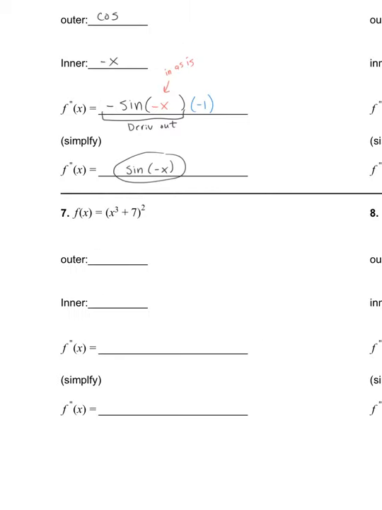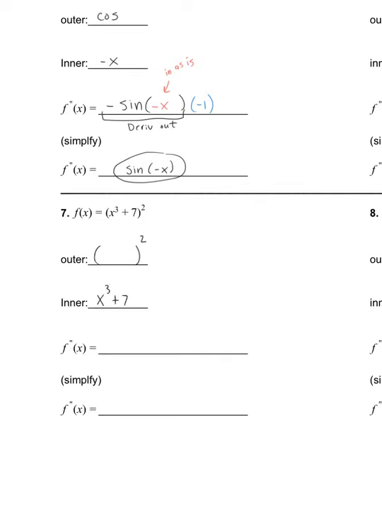Number 7, we have two functions here. We have a cubic function. This is just one cubic function, x cubed plus 7, and we have something squared. So two functions, one chain. The outer function is the squared because we are squaring x cubed plus 7. So our outer function is something squared, and we write it just like that. My inner function is x cubed plus 7.